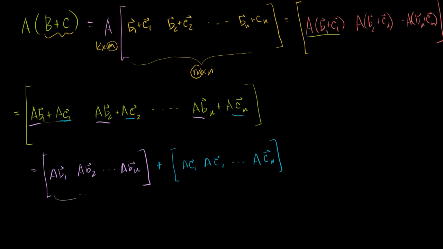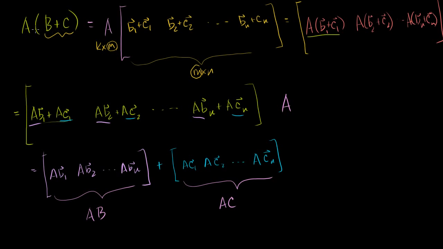This right here, by definition, is the matrix A times the matrix B. The definition of matrix products is you take the first matrix and multiply it times the column vectors of the second matrix. And by the same argument, this is equivalent to A times C. And all of this, remember, we just had a bunch of equal signs, is equal to A times B plus C.